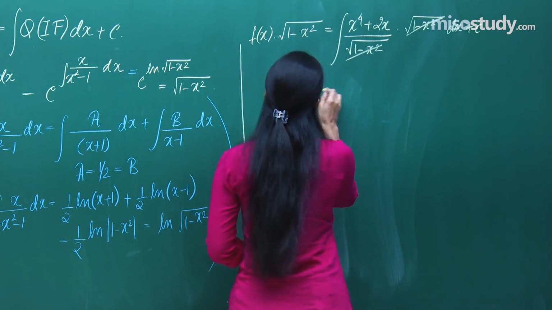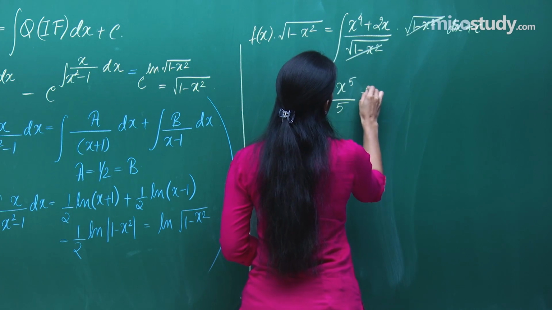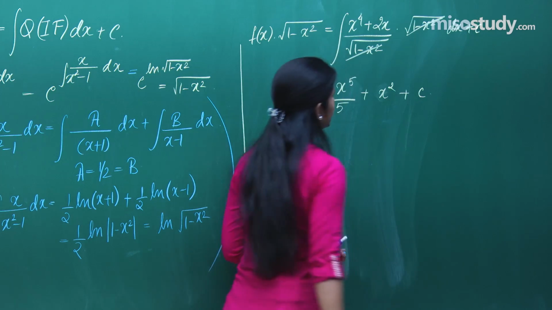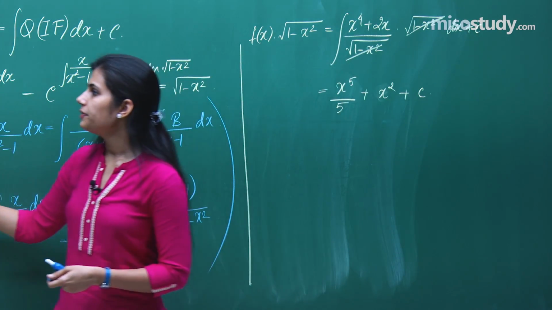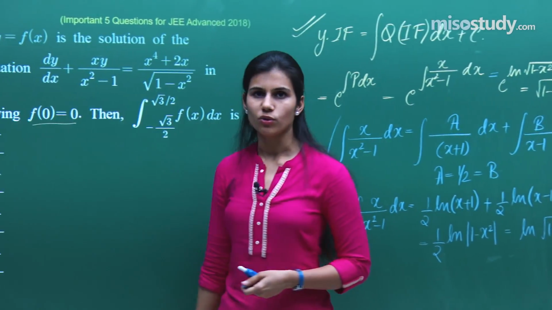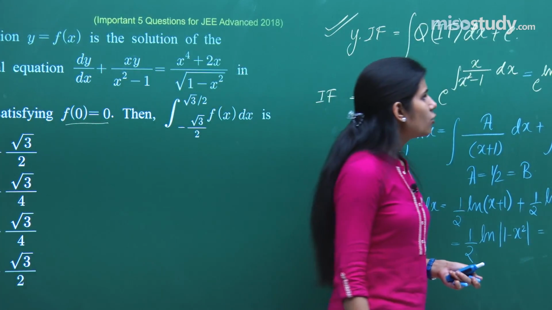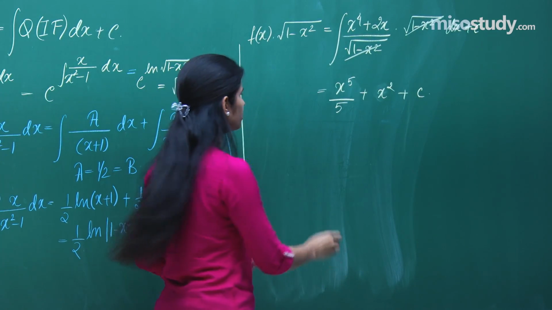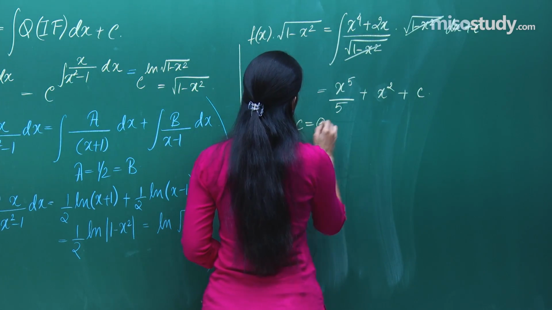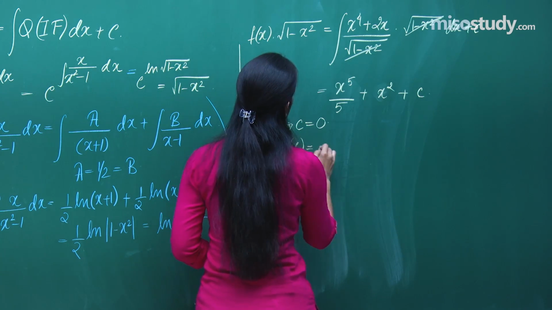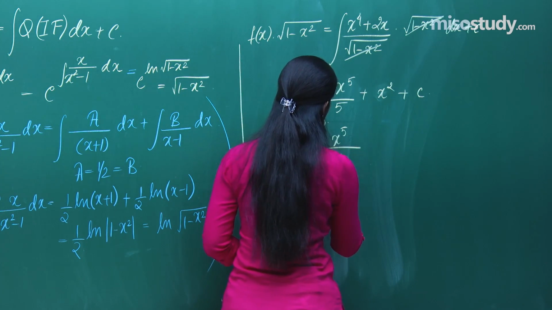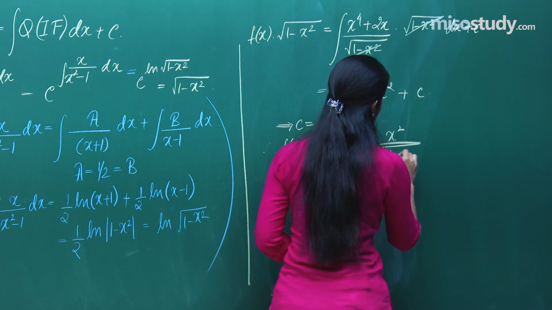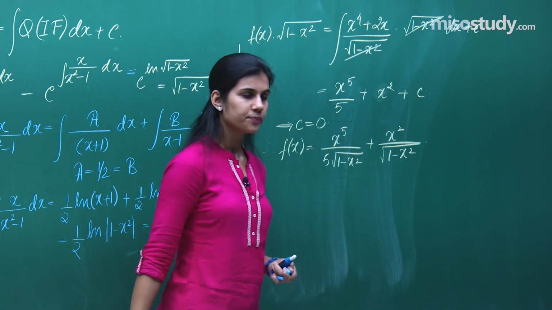Obviously this gets cancelled. You are left with x to the power 5 by 5 plus 2 into x square by 2, which is just x square plus c. Now you are already given that f of 0 is 0. So when x is 0, f(x) is 0. When you plug in x equals 0, you get 0 equals 0, which means c comes out to be 0. Therefore, f(x) is x to the power 5 upon 5 into under root 1 minus x square plus x square upon under root 1 minus x square.